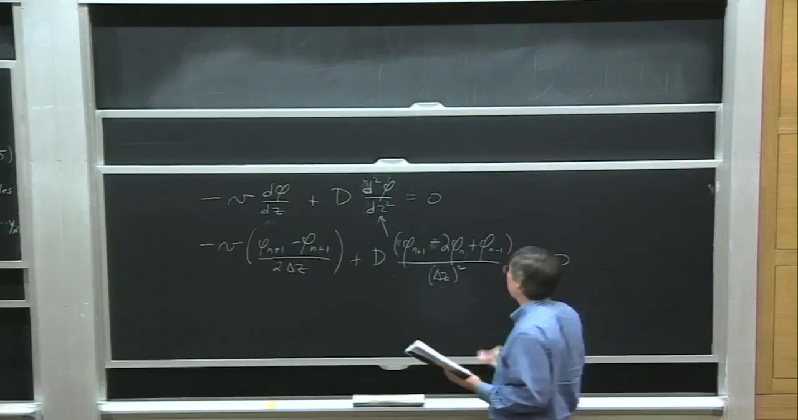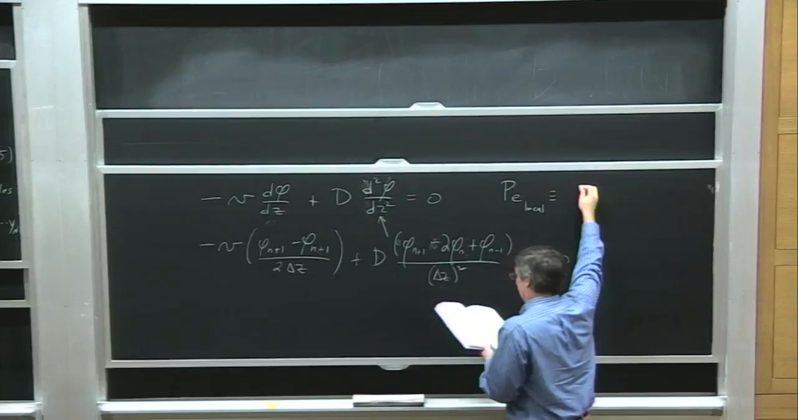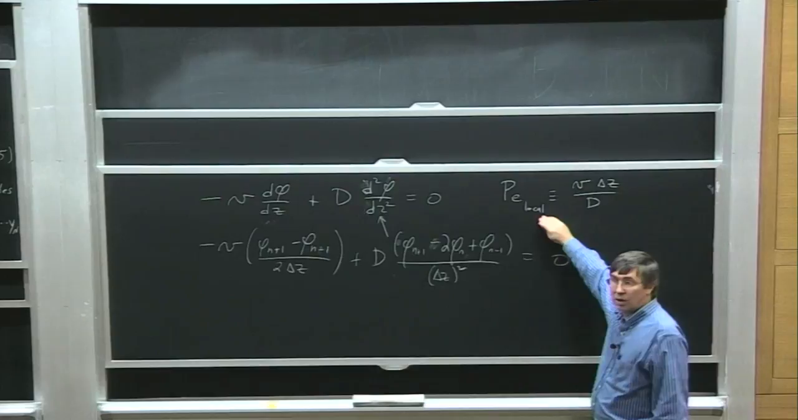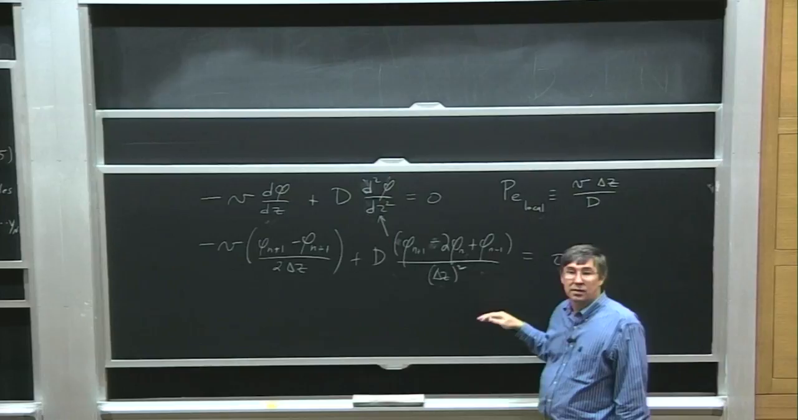So there's a thing called the local Peclet number. If you make the local Peclet number too large, actually anywhere bigger than 2, and you try to solve this equation, what you get is oscillations. Unphysical oscillations, they'll make the phi go negative. It's crazy.